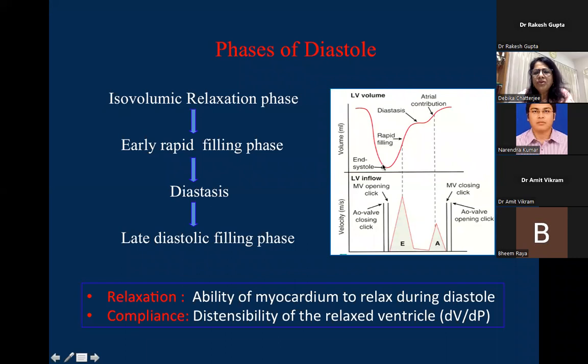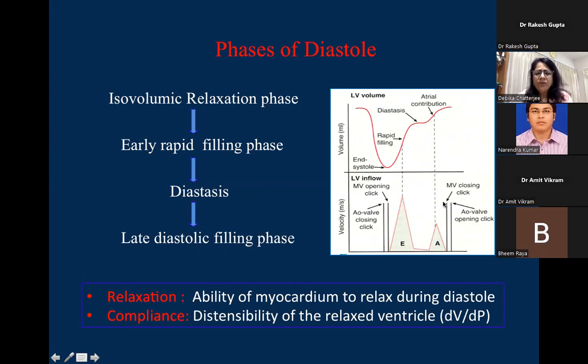Look at the LV pressure curve. This is the rapid filling, early rapid filling. Now, as the LV gets filled with the blood, LV pressure again rises. And what happens? A time comes when there is equalization of pressure of LV and LA. There is no more positive pressure difference between LA and LV. So blood decelerates, and we get the deceleration time, and we get the diastasis.